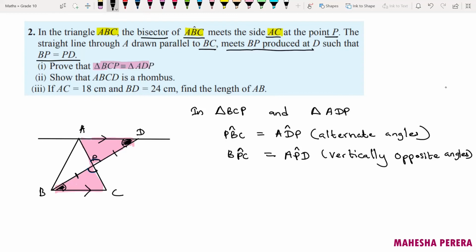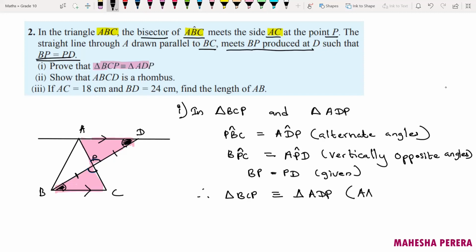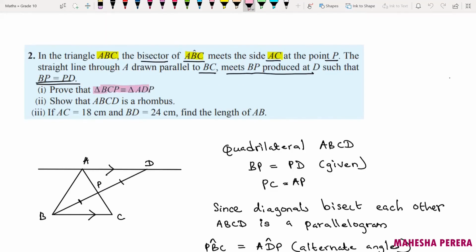And then it's given that here BP equals PD. Therefore, we can say triangle BCP is congruent to triangle ADP. Right, this is Roman figure 1. Let's write the case also under AAS case. Angle, angle, side. Right, now let's do the next question.